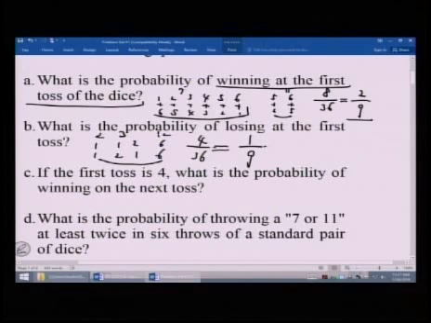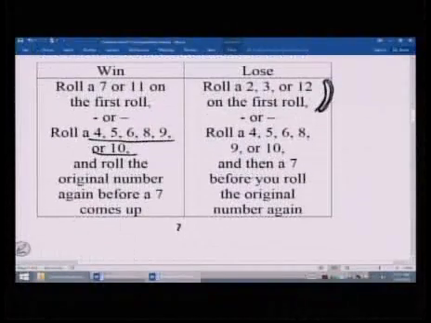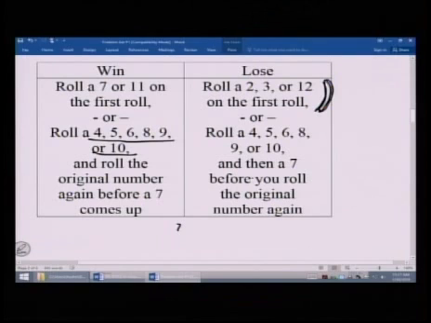How about question C? If the first toss is 4, what is the probability of winning on the next toss? So again, go back to the winning rule. If you roll a 4 during the first toss, and you roll the original number, the same number, a 4, again, before a 7 comes out, then you will win this game, right?